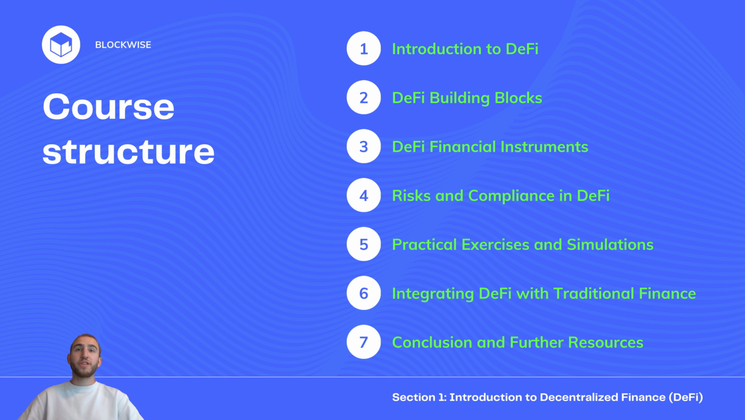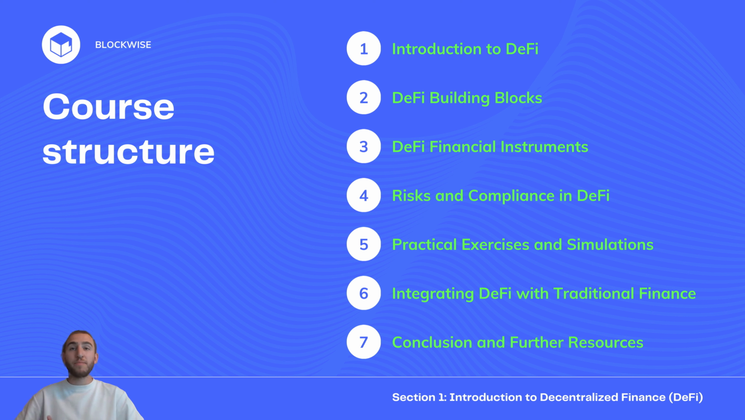The course is structured into 7 comprehensive sections. We'll start with the basics, defining DeFi and its core principles in the introduction to DeFi. We'll then move to the foundations of DeFi, where you'll learn about the building blocks, including blockchains, tokens, smart contracts, and dApps. We'll then look at different DeFi financial instruments. So we'll cover key applications like lending, borrowing, decentralized exchanges, and yield farming. In the 4th chapter, we'll look at risks and compliance. So you'll understand the different risks in DeFi and learn how to manage them and ensure compliance.